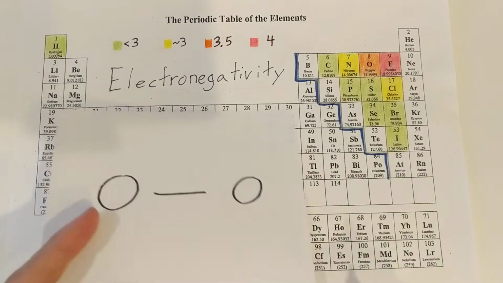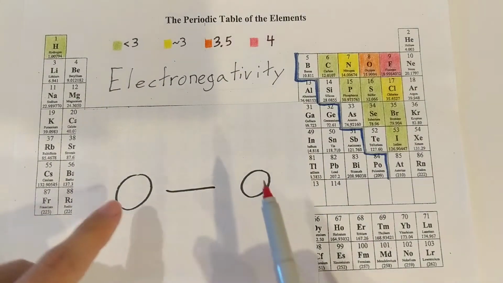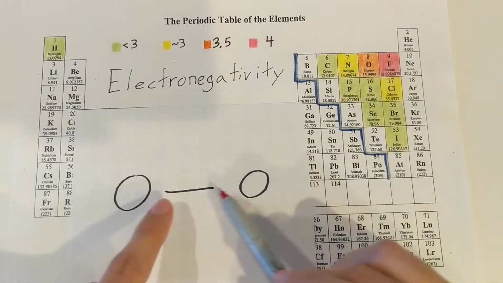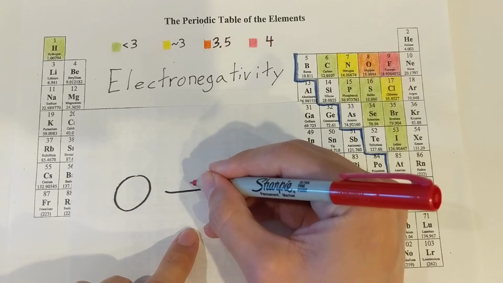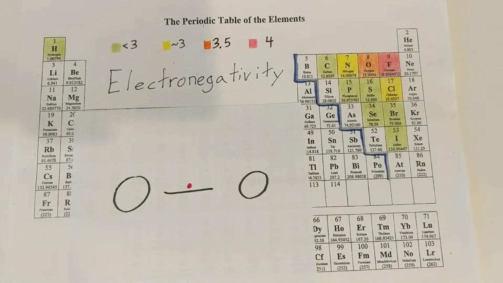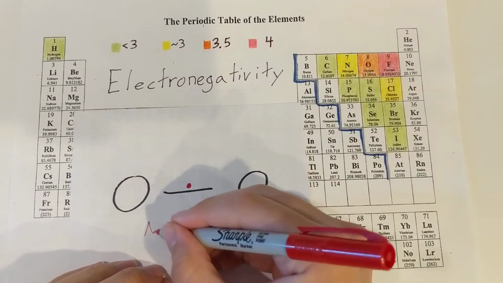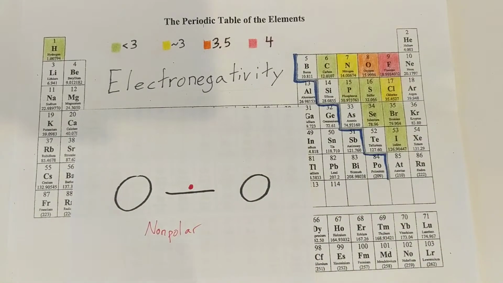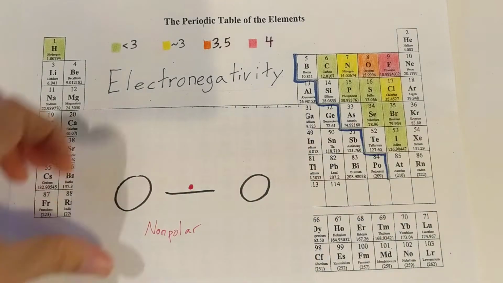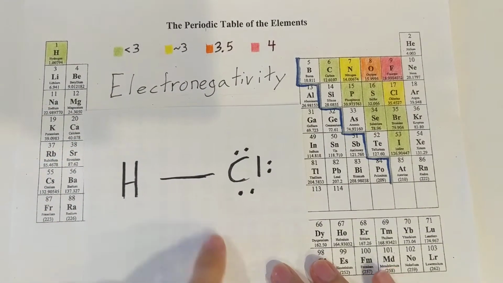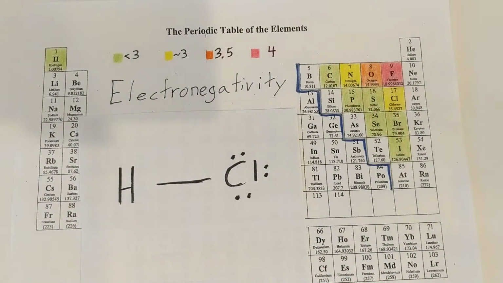All right, let's take a look at one more example. In this case, we have 2 oxygen atoms bonded together. So when we have 2 oxygen atoms bonded together, they're going to have the exact same electronegativity. The electrons are going to be shared in the middle. And this would be a non-polar bond. So when a molecule is only 2 atoms large, like this one, it'll work exactly the same.